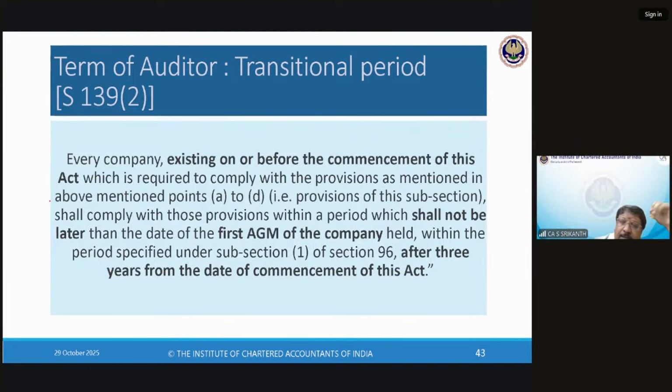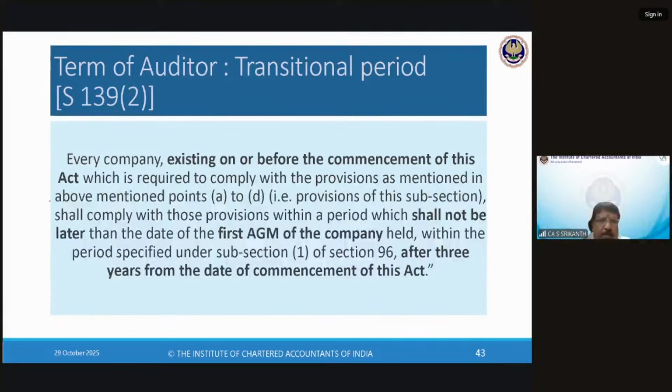So they said, look here, section 96, you know that limit and all that, I don't want to bore you. So whatever it is, 3 years. So the first AGM held after 3 years from it. So basically, current AGM, next AGM, third AGM, 3 years.